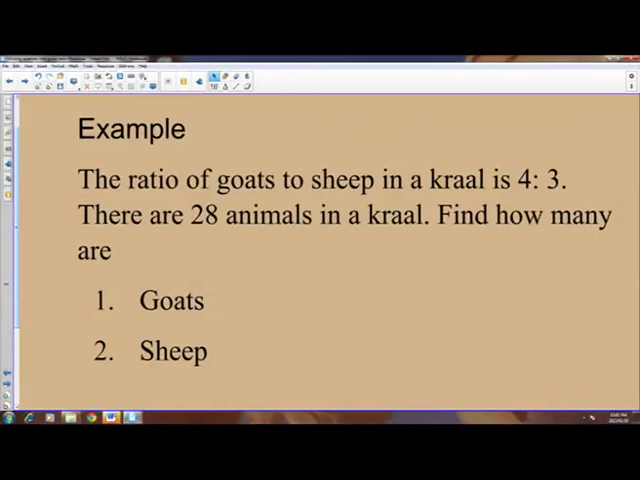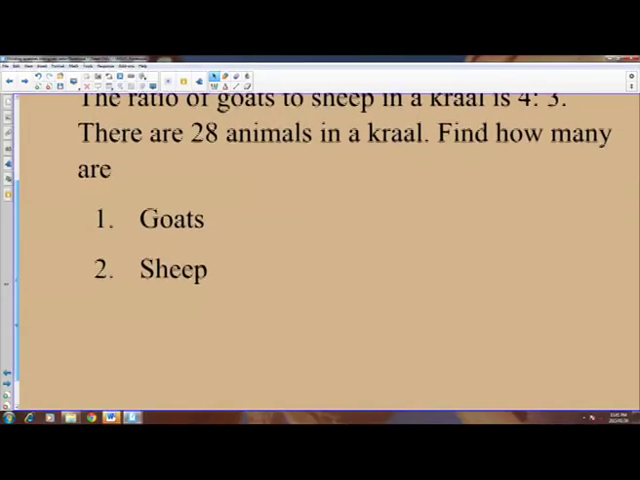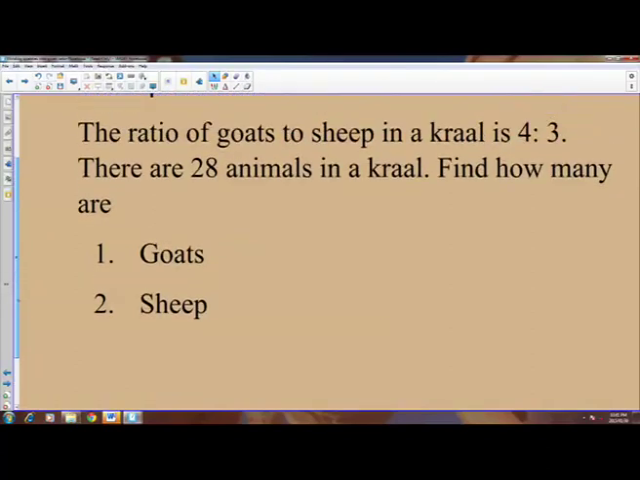The example says the ratio of goats to sheep in a kraal is 4:3. There are 28 animals in a kraal. Find how many are goats. That is the first one. And then the second one, how many are sheep? So we start by finding the number of goats.